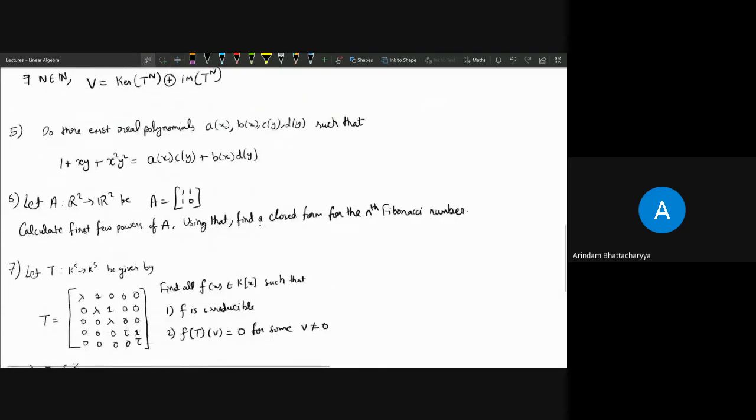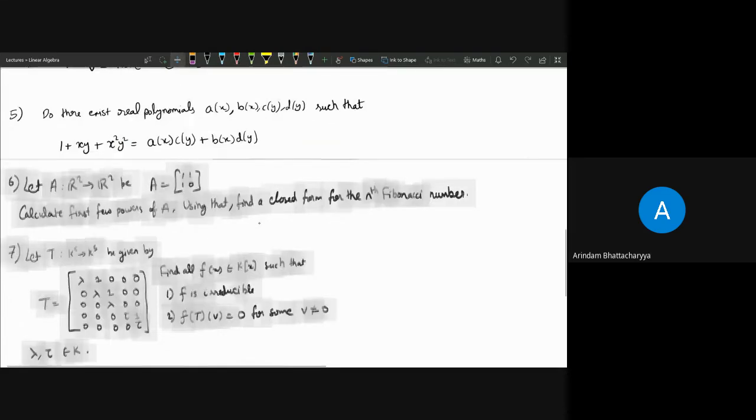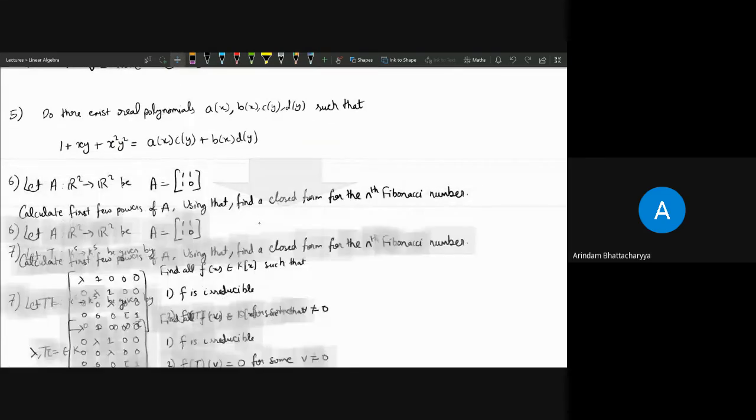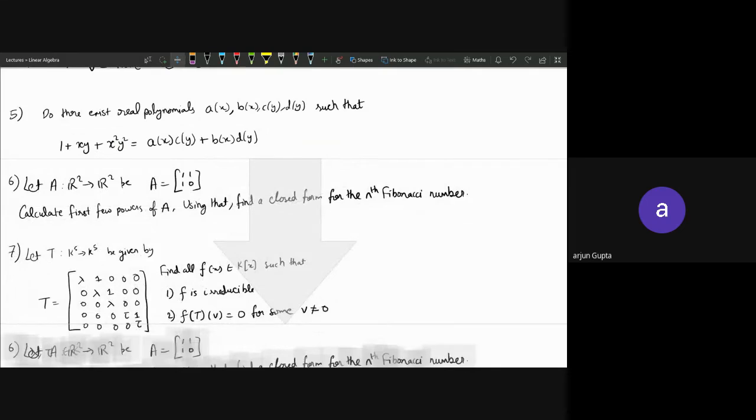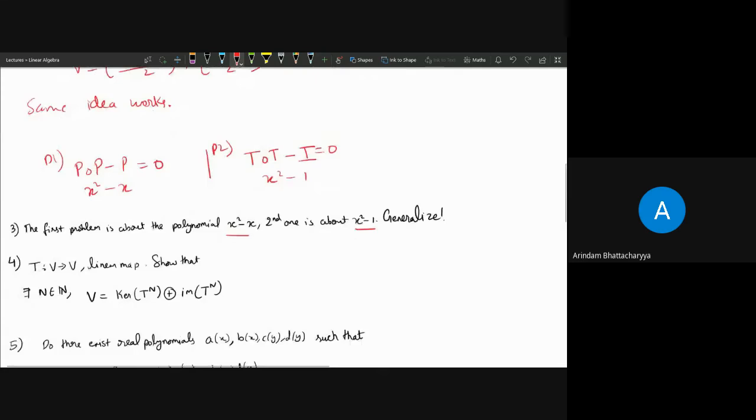Okay, I have one more interesting one. Actually, quite a few more interesting ones. Okay, let's try this one. What do we have to generalize? The first problem was about this polynomial. The second one was about this polynomial. So generalize how much you can.